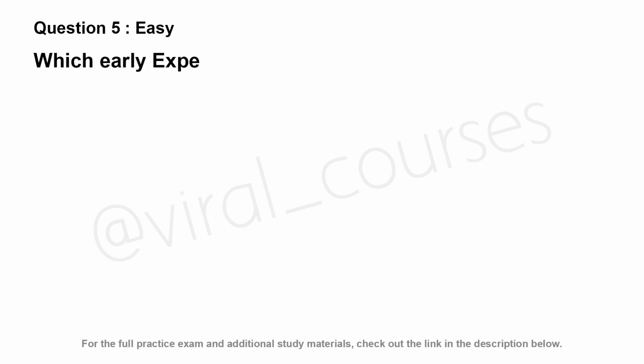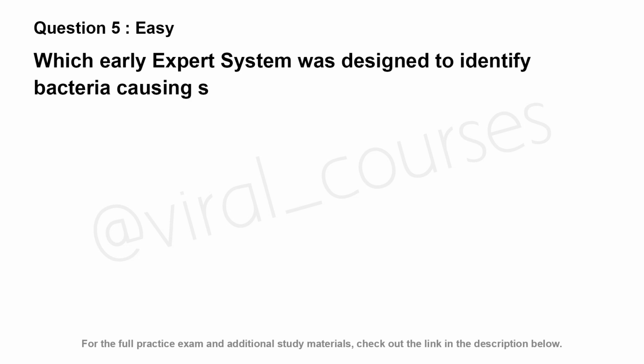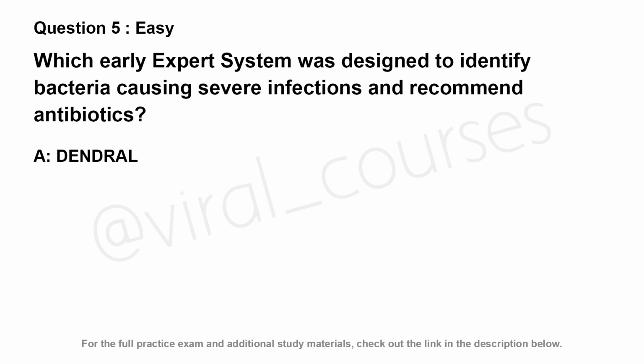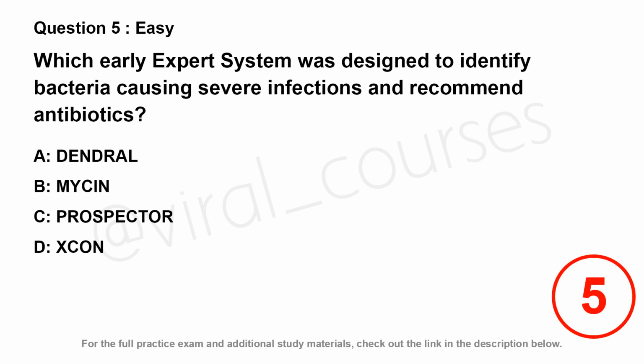Which early expert system was designed to identify bacteria causing severe infections and recommend antibiotics? Option A, Dendral. Option B, Mycin. Option C, Prospector. Option D, Excon.